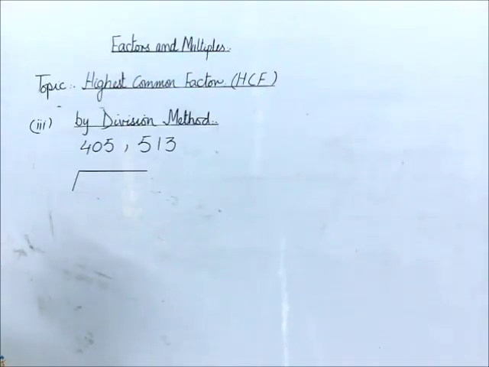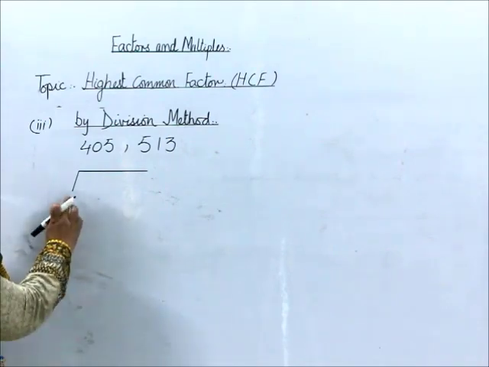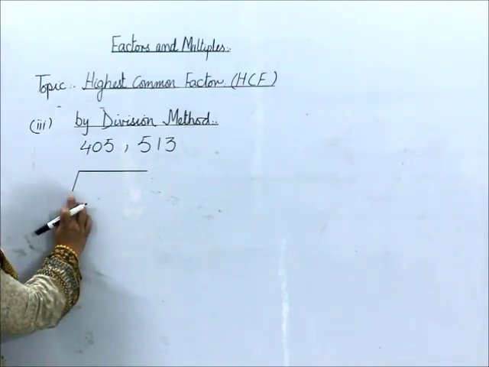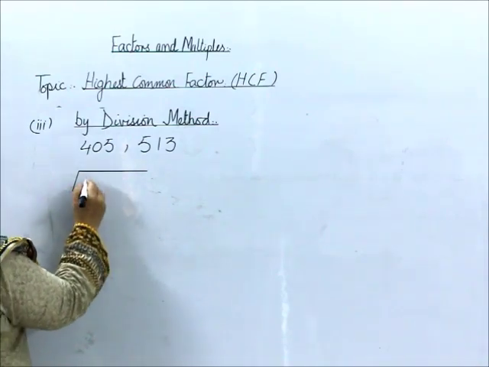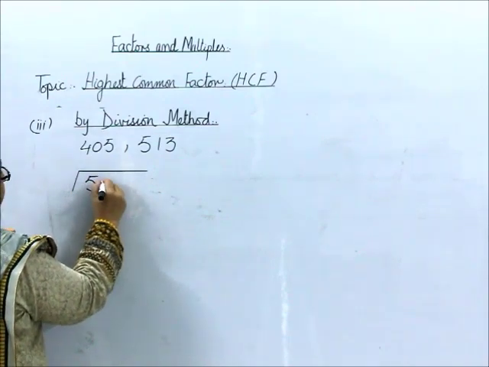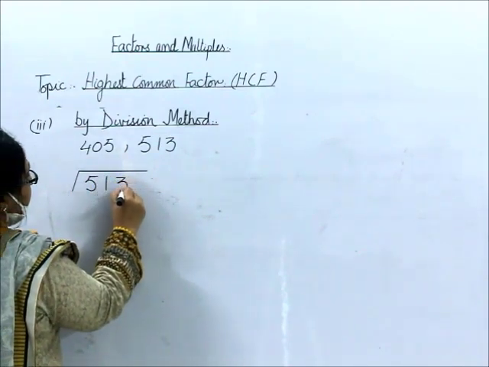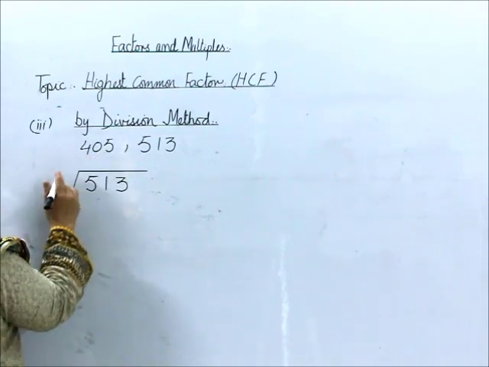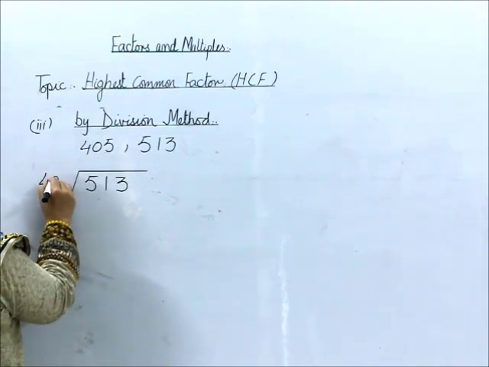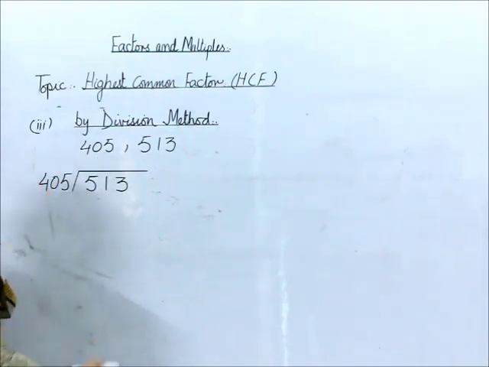Third method is by division method. I have taken 2 numbers, 405 and the second number is 513, and we will use this sign for the long division method. Now the biggest number is 513. It is our dividend, and it will be written inside this sign of division, and 405, which is the smaller number, will become the divisor.